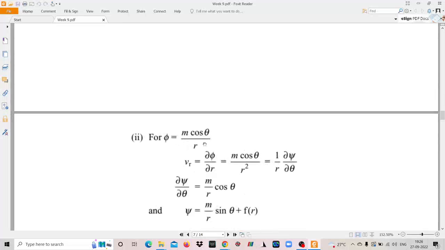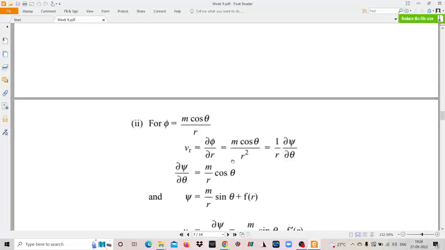So phi is equal to m cos theta by r. So Vr is del phi by del r. Now if you differentiate this phi with respect to r, what you will be getting? m cos theta by r square, but there will be a negative sign which is missing here. There will be a negative sign because it is 1 by r, so r to the power minus 1, so minus m cos theta by r square. And this is equal to 1 by r del psi by del theta. Now if this is 1 by r del psi by del theta, what will be del psi by del theta? Of course, including the negative sign, it is m by r cos theta.